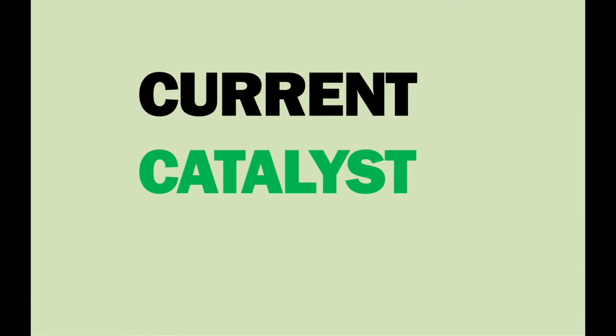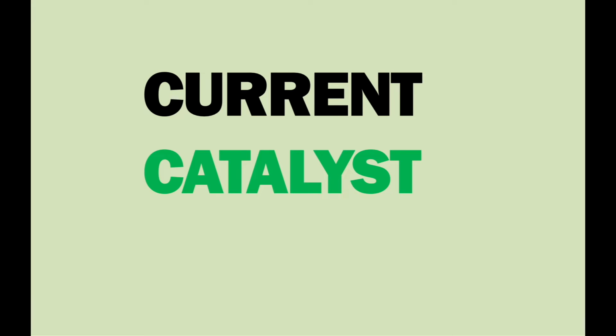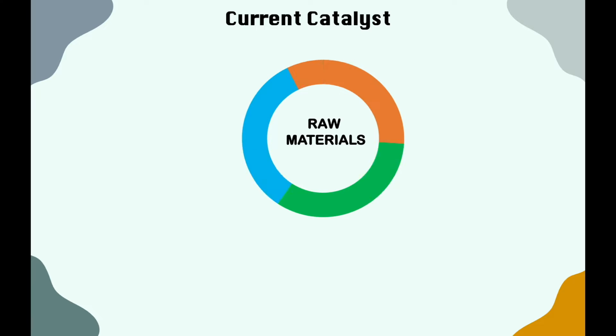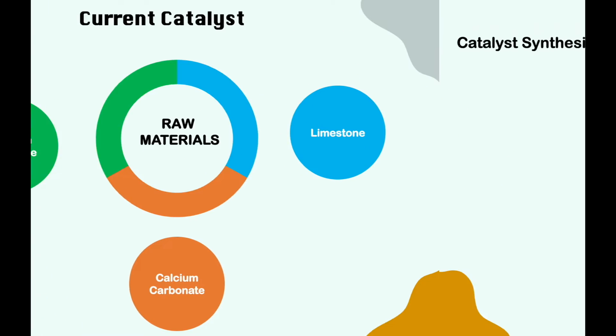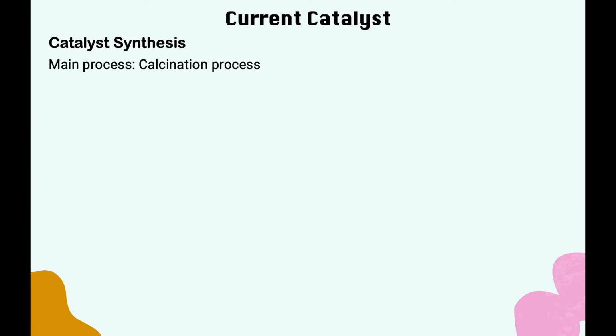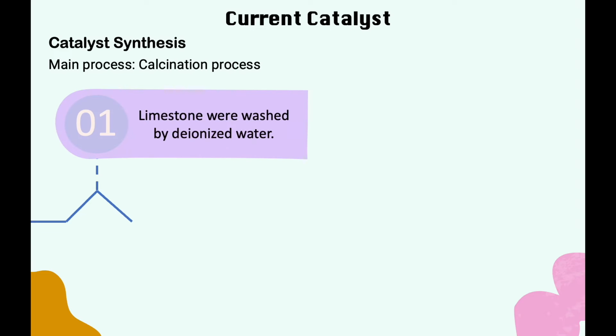Now, let's look further at how calcium oxide, which is the current catalyst, will be synthesized. The raw material of the catalyst is either limestone, calcium carbonate or calcium hydroxide. The main process of calcium oxide synthesis is the calcination process. Firstly, the limestone will be washed with deionized water in order to remove dust and impurities that might be present on the surface.